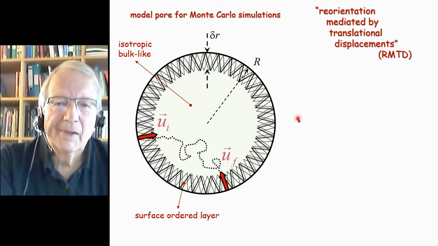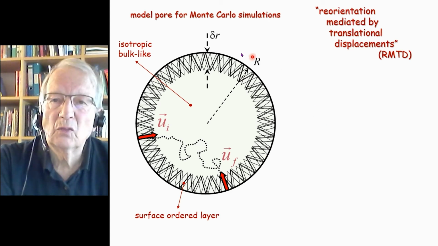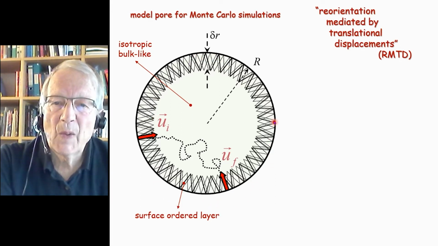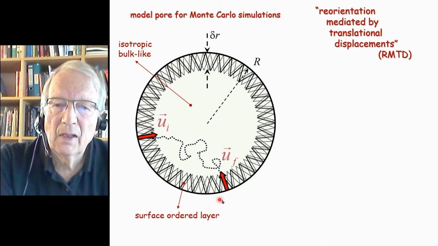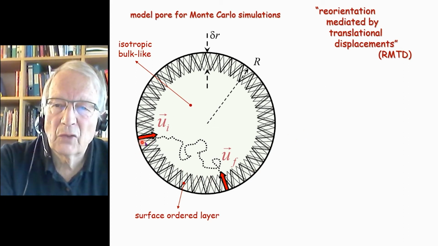For a test of what can be predicted on this basis, one can do a Monte Carlo simulation. One approximates the pores by a hollow sphere, and then we will have an ordered layer along the surface, and we have a bulk-like material in the isotropic phase in the middle. And then we consider the initial orientation of a molecule, for instance, specified by this vector, which can be desorbed, diffuse a while, and be reabsorbed at some other place.